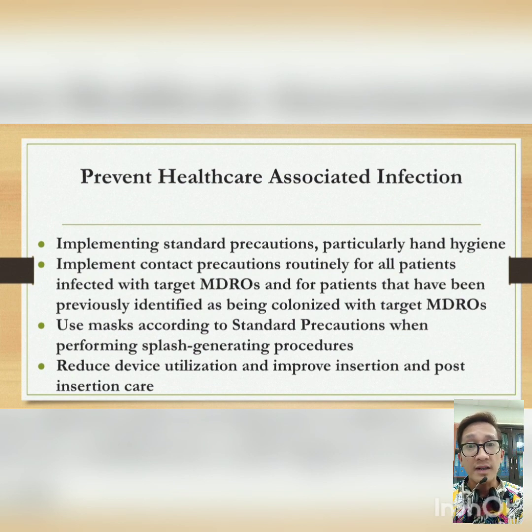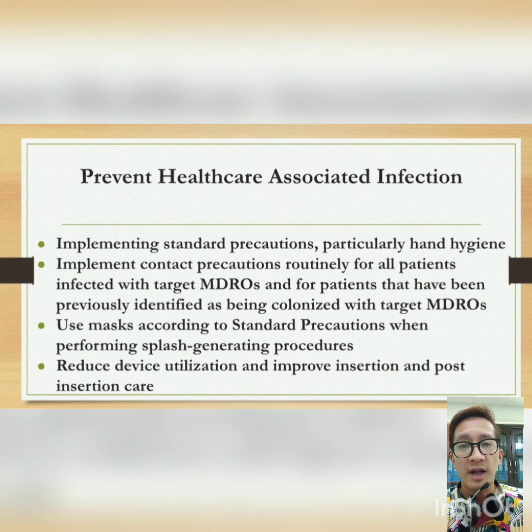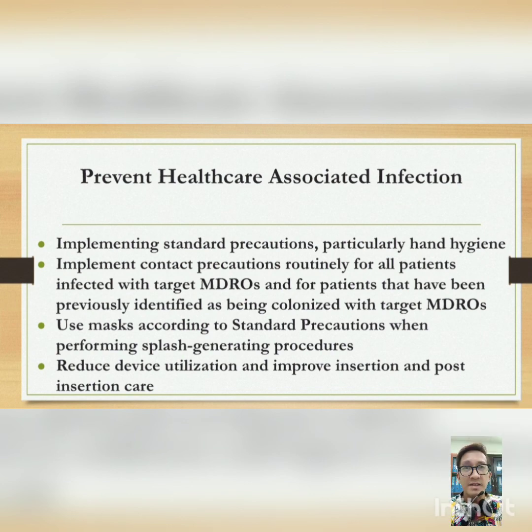So standard and contact precautions are the precautions that we are going to apply for any suspected or confirmed cases of multi-drug resistant organisms, and even for those patients who have been colonized or infected with MDROs. Next, use masks according to standard precaution when performing splash-generating procedures. Reduce device utilization and improve insertion and post-insertion care. So reduce device utilization as much as possible.